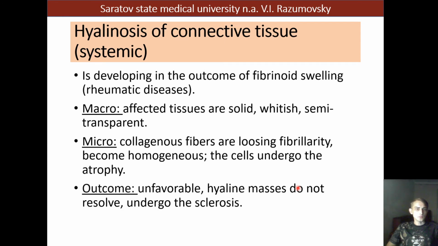Hyalinosis of connective tissue, systemic or general type. It develops as an outcome of fibrinoid swelling, for example, in rheumatic disease. Macroscopically, we can find affected tissue as solid, semi-transparent masses. Microscopically, collagenous fibrils are losing fibrillarity, become homogeneous. The cells undergo atrophy. Outcome is unfavorable. Hyaline masses do not resolve and lead to sclerosis.